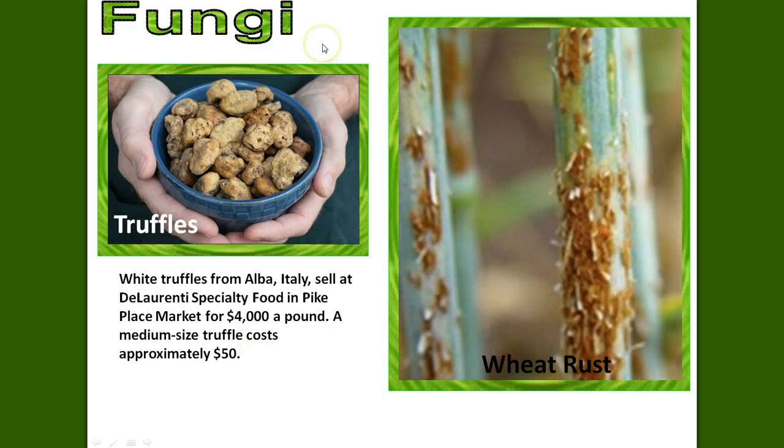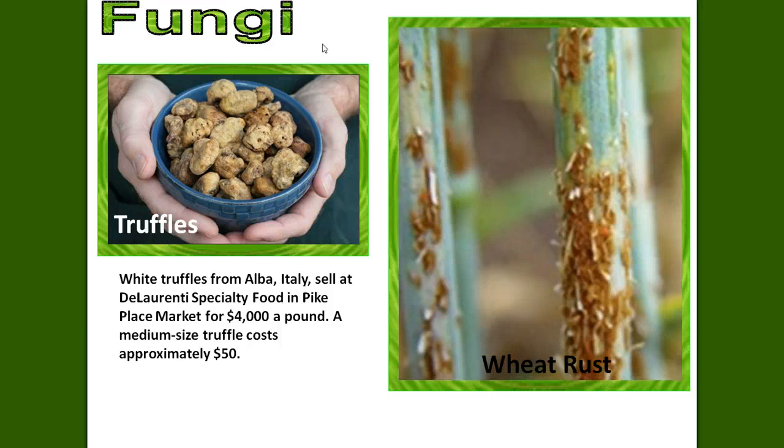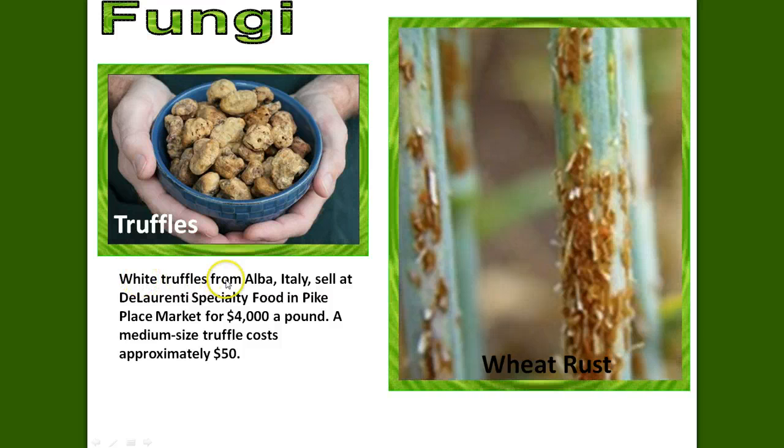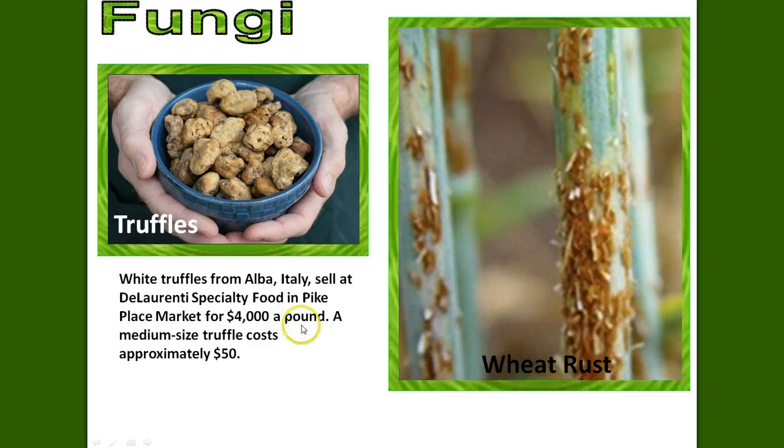Truffles. Now, fungi does not always have to be bad. This is an example of fungi being good. If you think about truffles, these are a delicacy. White truffles from Alba, Italy sell at De Laurenti Specialty Food in Pike Place Market for $4,000 a pound. A medium-sized truffle costs about $50. So we're talking about one about this big. That's a medium-sized truffle. That would be about $50, just one little chunk all by itself. So $4,000 a pound. So these are a delicacy. So not all fungi is bad.